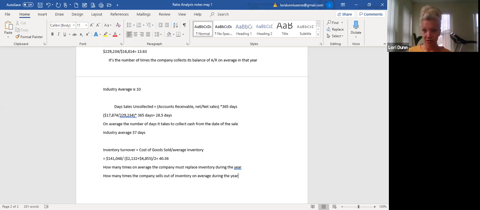So on average, so this isn't every single item that Apple sells, but on average, they have to replace their entire inventory 40 times a year. Some inventory items may be replaced more often, some more slowly. We're looking at inventory as a whole though. And that's what all companies in our industry do. So I think they give us an average for the competitor.